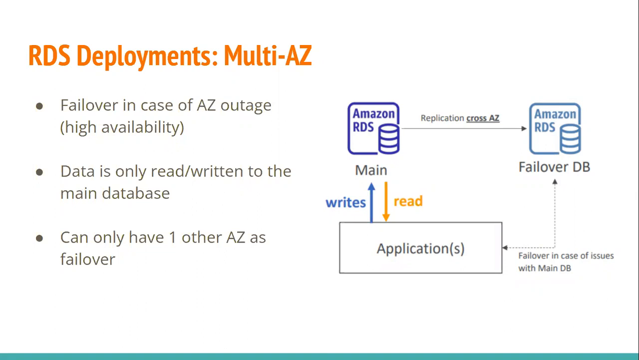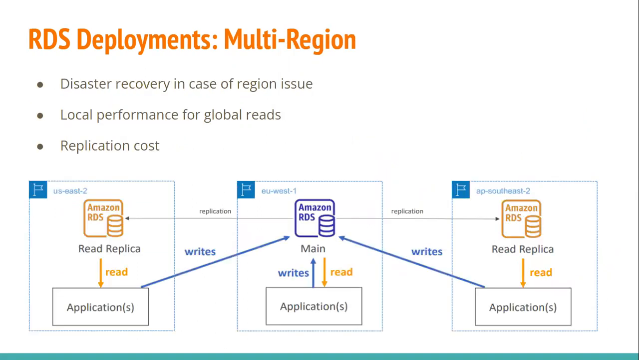You can only have one other AZ as the failover. Only one availability zone can be used for the failover, okay. If the one database server goes down, all services are basically served by the second database service, okay. So that option you can use in relational database services, okay.